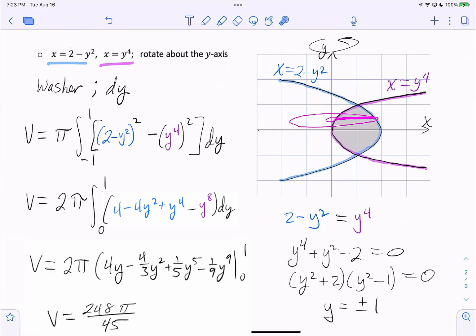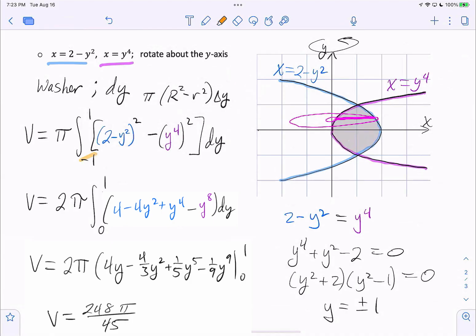So we're based on pi times an uppercase R squared minus a lowercase r squared, right? Outer radius minus inner radius, times a delta y. And our integral goes from 0 to 1. The outer radius is the rightmost one, right? Remember, when we are horizontally oriented, right is bigger than left. So I have 2 minus y squared, the quantity squared, minus y to the 4th squared as my integrand, all of that times dy. And I'm using symmetry.